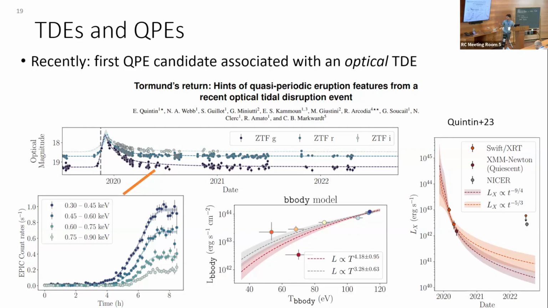And then about half a year later, some XMM follow-up found this half of a QPE-like flare with a blackbody temperature consistent with what we see in the evolution of the other sources. But again, we can only call it a candidate because there's only been half a flare pictured in the bottom left there.